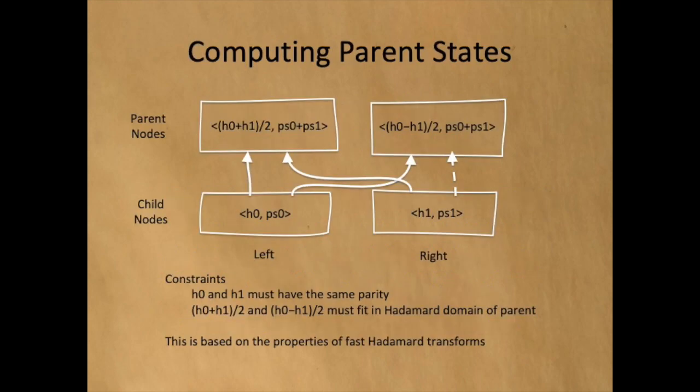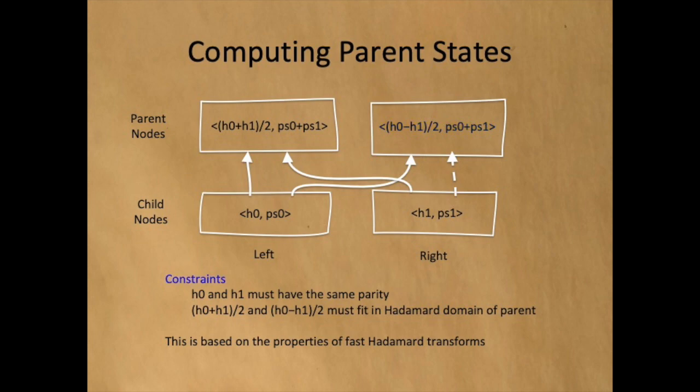If we have valid pairs for two child nodes, then we can create valid pairs for two parent nodes. The left child pair will be denoted H0, PS0, and the right child pair will be denoted H1, PS1. In the left parent node, the Hadamard value will be (H0 plus H1) divided by 2, and the partial sum value will be PS0 plus PS1. In the right parent node, the Hadamard value will become (H0 minus H1) divided by 2, and the partial sum value will be the partial sum 0 plus partial sum 1.